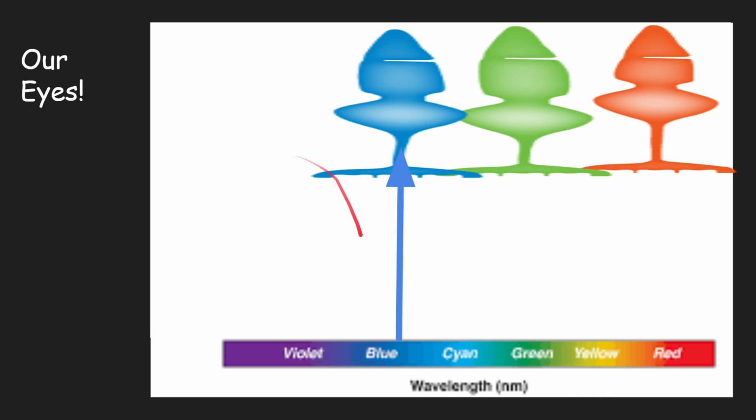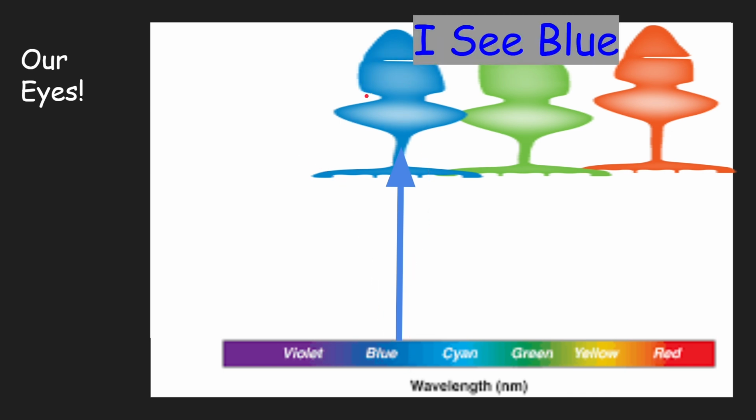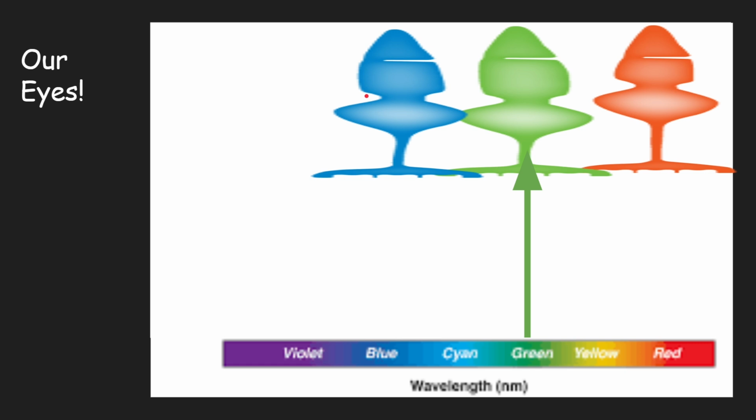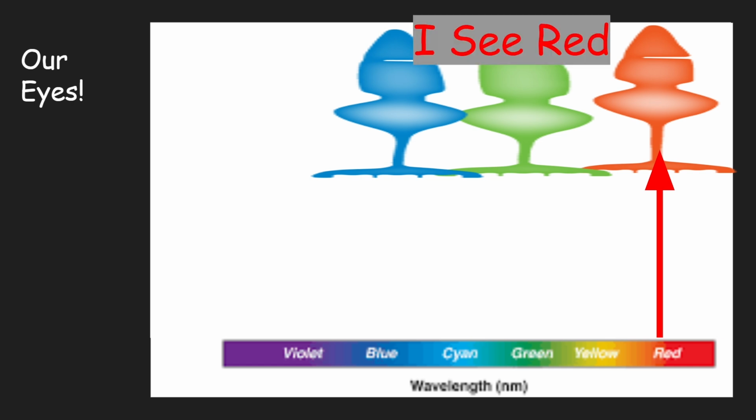Moving on, I just want to review really quickly. If blue light hits our eye, it triggers the blue cone and we see blue. If the green light hits our eye, it only triggers the green cone in our simplification here. That means that we'll see green light. Then if only red light is shining, it will only trigger the red cone, once again simplified. And so therefore we see red light.